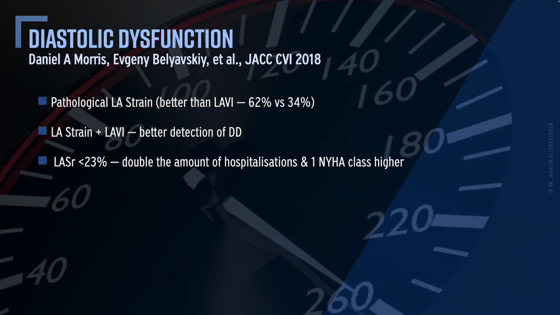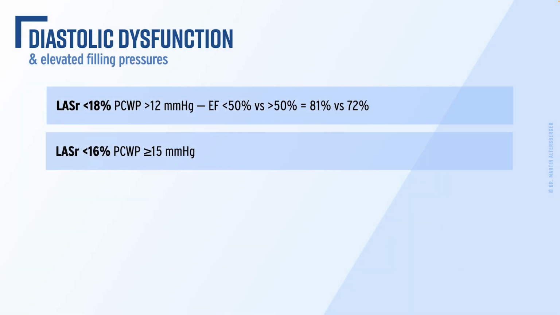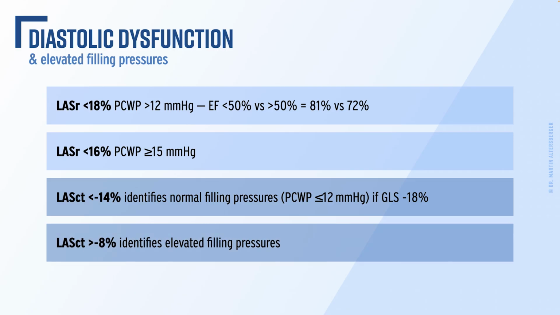With a left atrial reservoir strain below 23%, you have double the amount of hospitalizations and one NYHA class higher in patients with diastolic dysfunction. So a powerful tool we have at hand. If you look now at the differentiation between normal and elevated filling pressures, the cutoffs are below 20%. The left atrial strain reservoir phase very often speaks, when it is below 18%, for a pulmonary capillary wedge pressure above 12 millimeters of mercury.